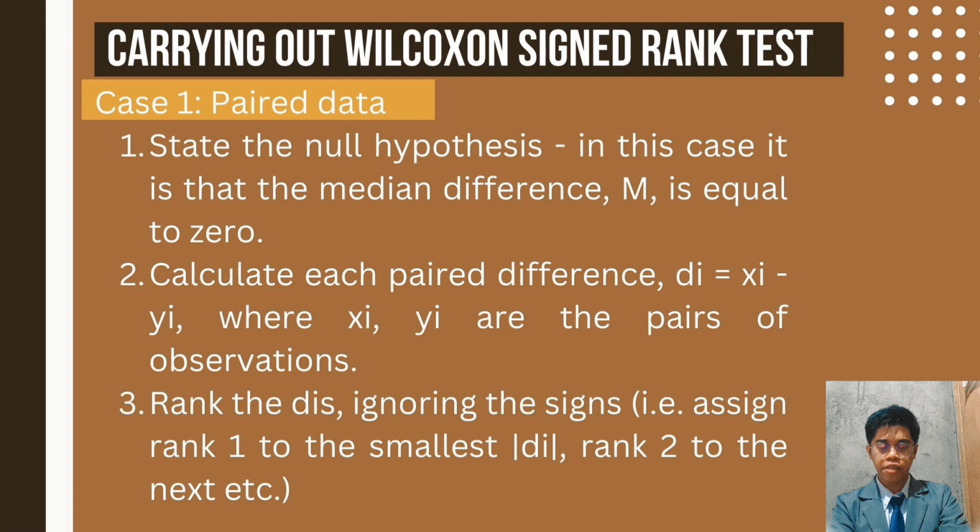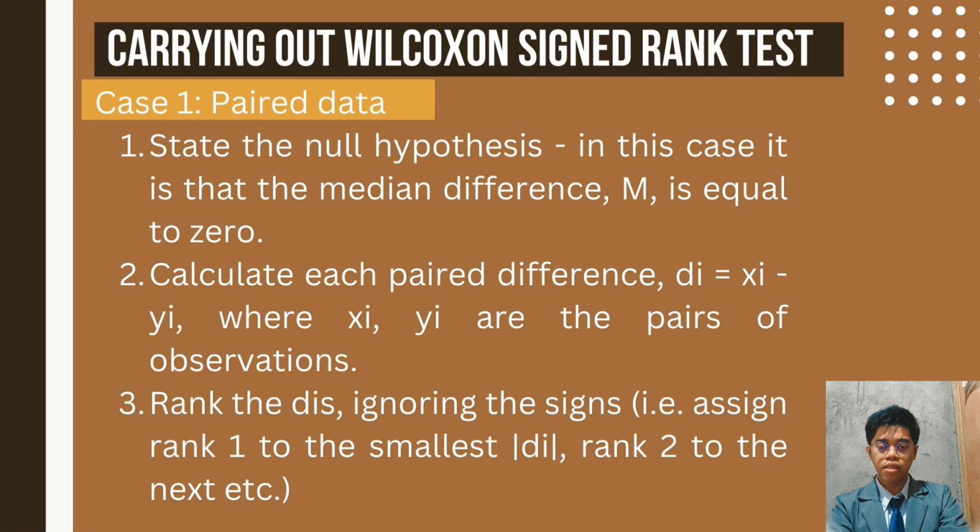At this point, I'm going to discuss how to carry out or perform Wilcoxon signed rank test. We have here two cases, in which case 1 is paired data. The first step is to state the null hypothesis. In this case, it is that the median difference, denoted by M, is equal to 0. In other words, it assumes that there is no significant difference between the two groups or conditions being compared. It is also important to note the alternative hypothesis, which is that the median difference is not equal to 0.